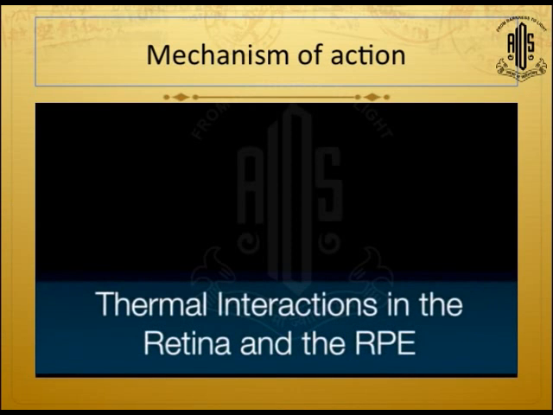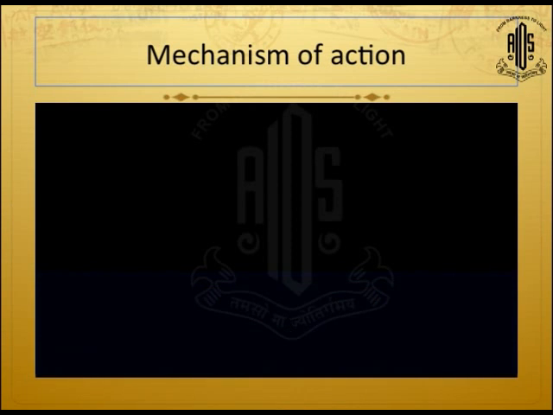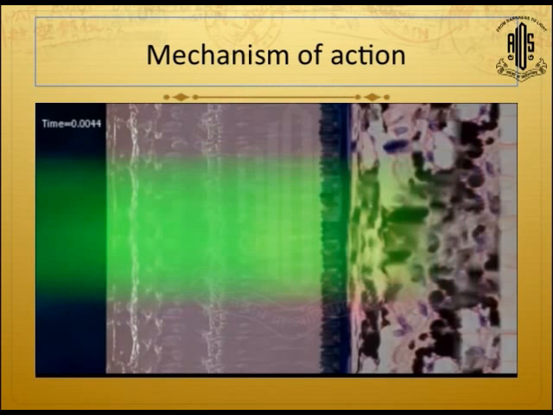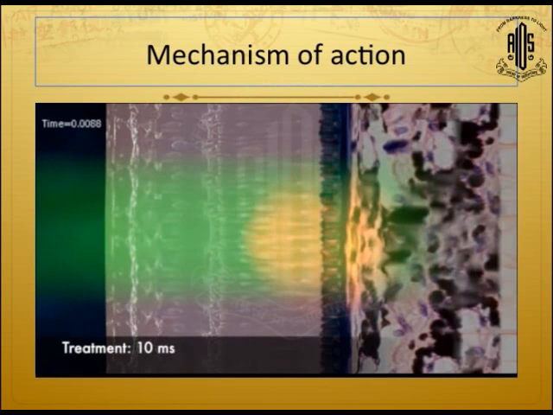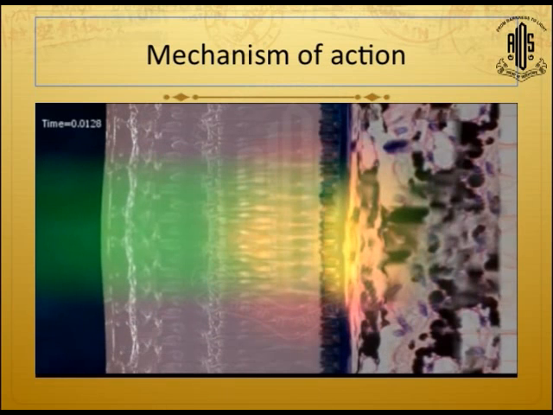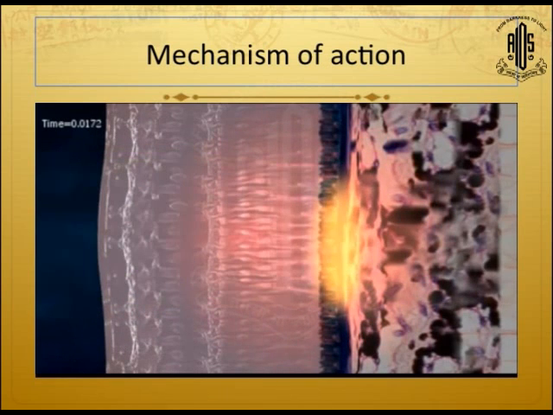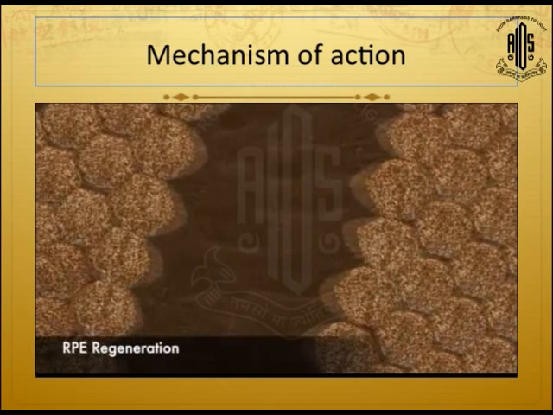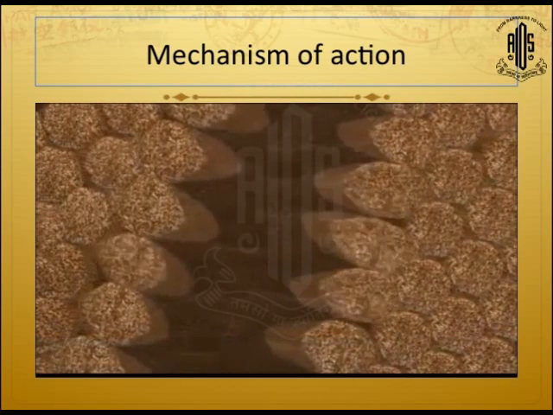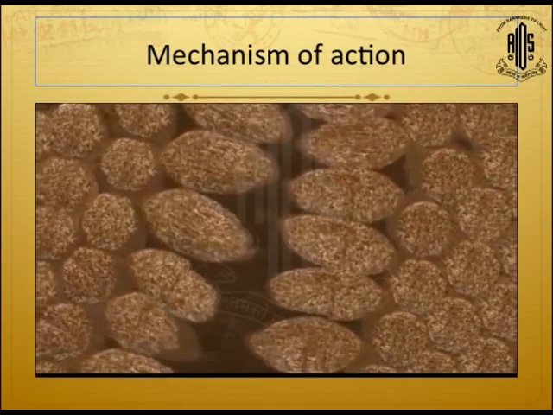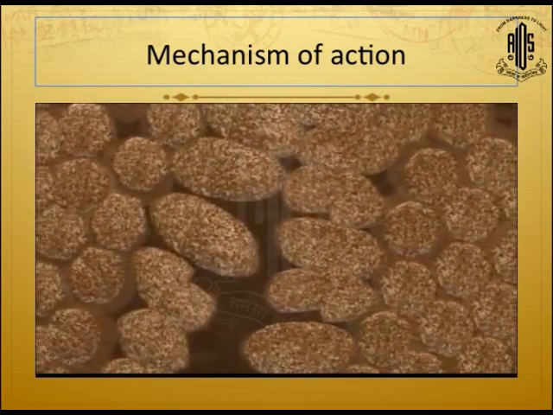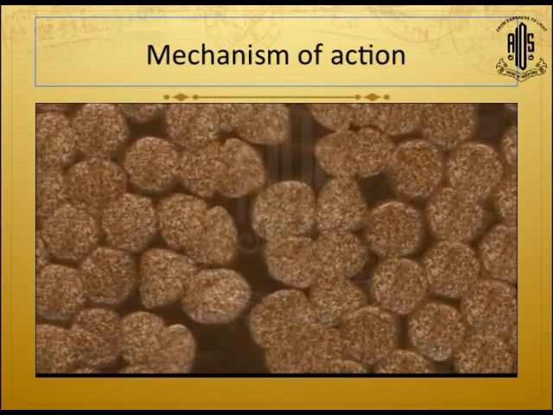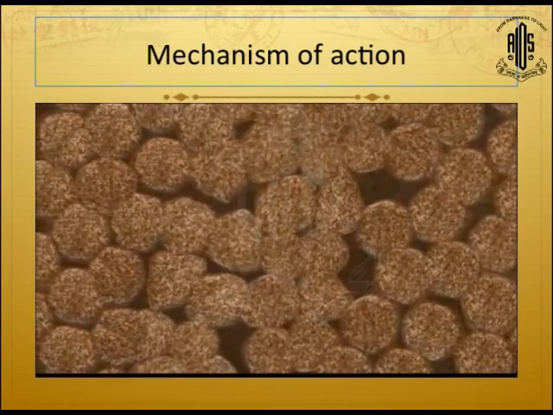It's a small video which can show you the mechanism of action in a little better way. So that is the thermal interaction in the retina and the RPE, and the laser once given affects mainly the choroid and the RPE layers, and with further coagulation, surrounding areas also get coagulated, and further we have RPE cells which start regenerating and occupying the space which had been damaged because of coagulation.